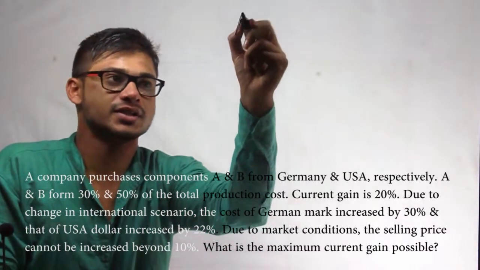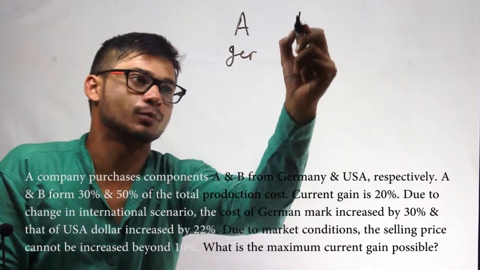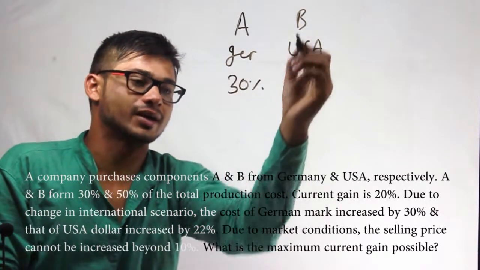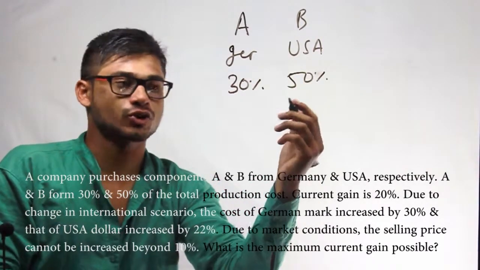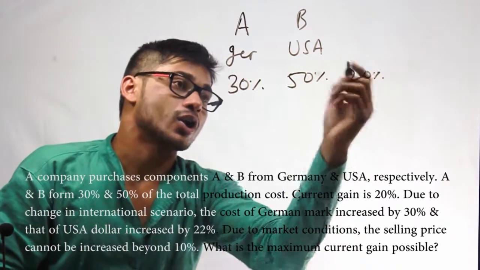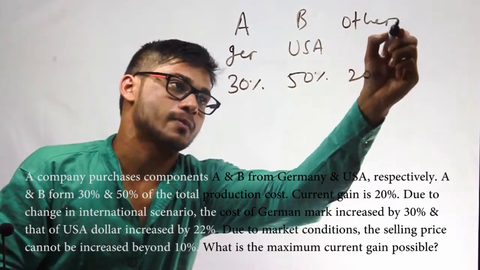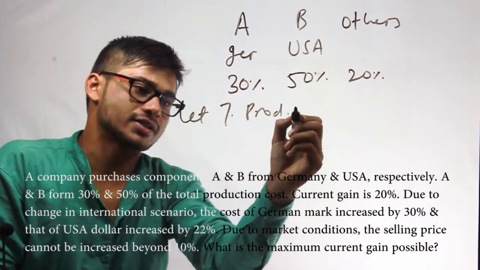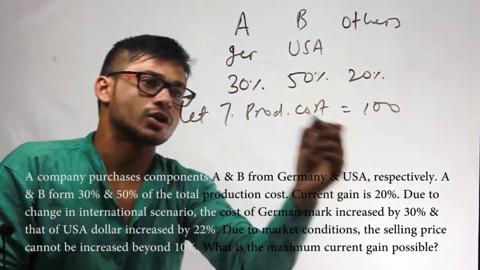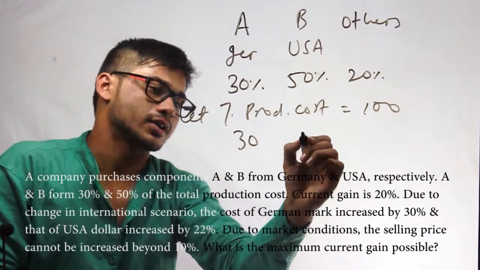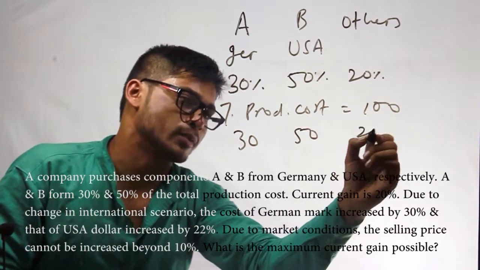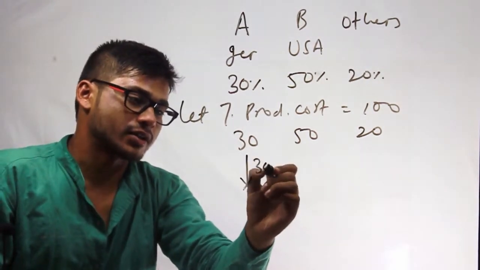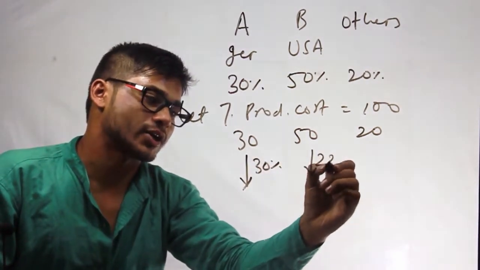The question says a company purchases component A from Germany and component B from USA. Component A forms 30% of total production cost and component B forms 50% of total production cost. So the rest, 20%, will be formed by others. Now let's take the total production cost as 100. So the cost of A will be 30, the cost of B will be 50 and the cost of others will be 20. Now the question says the German index is increased by 30% and the US dollar is increased by 22%.